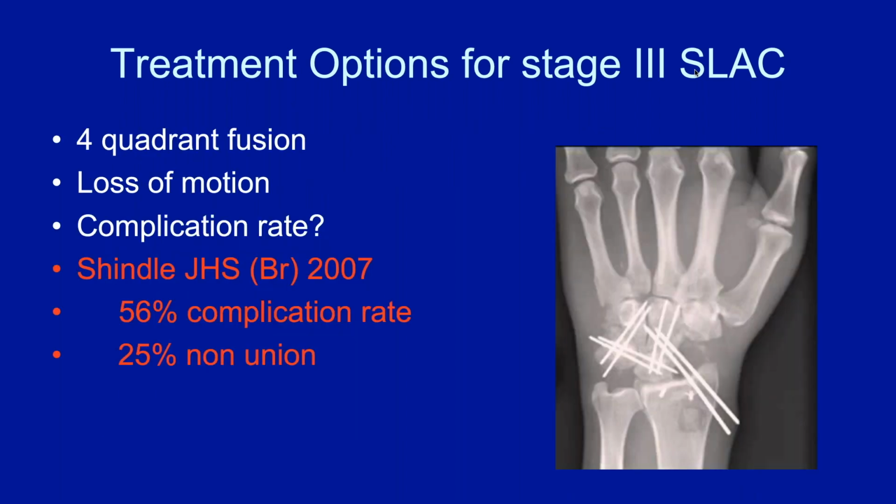There's the 4-quadrant fusion. There's some issues with that. There's loss of motion, at least 50 to 70%. And the complication rate is somewhat higher. We've had non-union rates of up to 25%. Next slide.